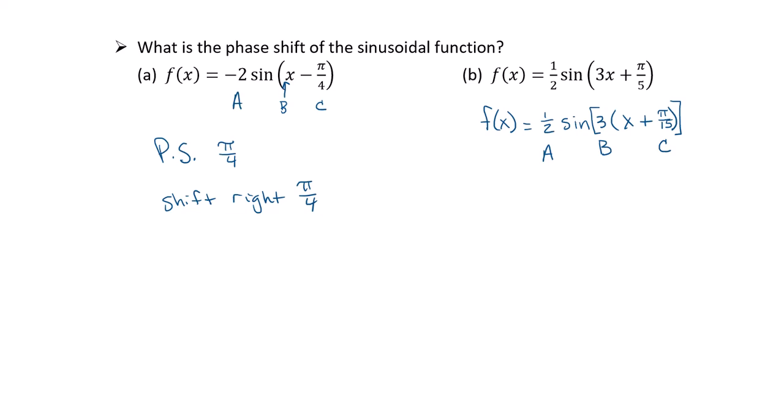If you look back at standard form, the B is factored out of all of the argument for sine. So this means that we are shifting left. The phase shift is negative pi over 15. So that means that we're going to shift left by pi over 15. The negative denotes we are shifting left.